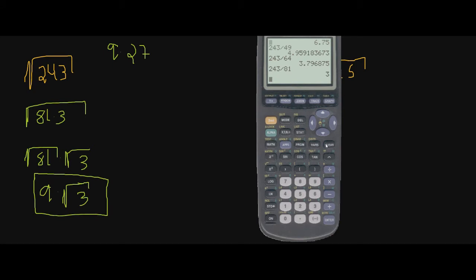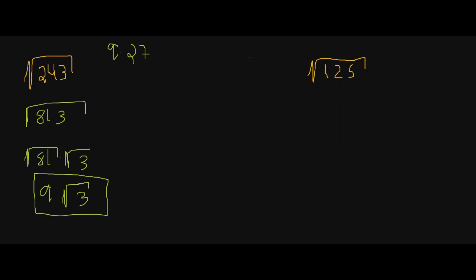And if you don't believe me, what we could always do is go to the square root of 243, right? And I'll show you. You get 15.588. Well, now let's do 9 times the square root of 3. And we should get the exact same answer, which we do. All right, perfect. All right, go ahead and you try doing this problem over here.